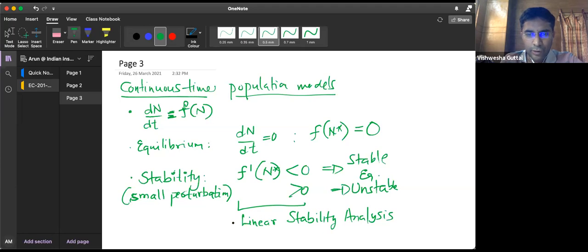And it's also called local stability because we're only looking at small perturbations. Linear comes from the fact that in the Taylor series we retain only the linear term. Local comes from the fact that we are making a small perturbation around the equilibrium. Okay, so this is how we find equilibrium and stability.